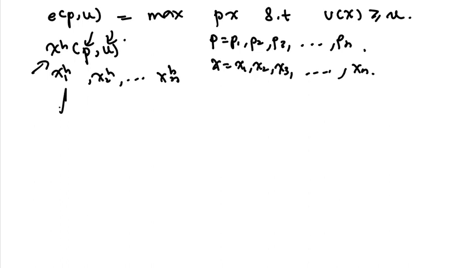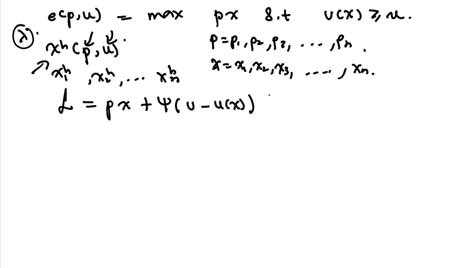So I call it L. L is equivalent to Px plus, instead of using lambda, because I use lambda for utility so that we can differentiate, I use, let's say, the Greek letter C, and then in brackets U minus U(x), for instance. So how do we do it? We need to find the FOC, the first order condition.